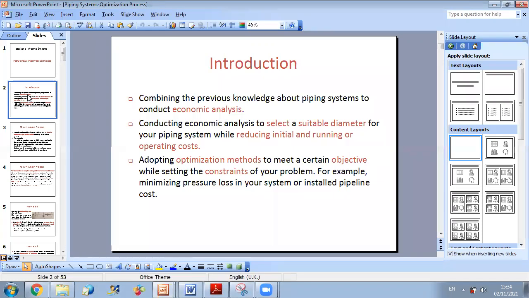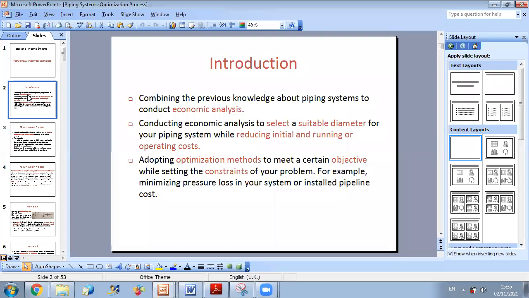So what we will do is conduct an economical analysis to select a convenient diameter for a piping system while reducing initial and running operation costs. Now our purpose is to select a diameter that will allow us to reduce the total cost. So we will adopt optimization techniques to meet a certain objective while setting the constraints of our problem. And we will see several scenarios where we have some limitations. These limitations will give us equations that will help us in the selection of the corresponding diameter.